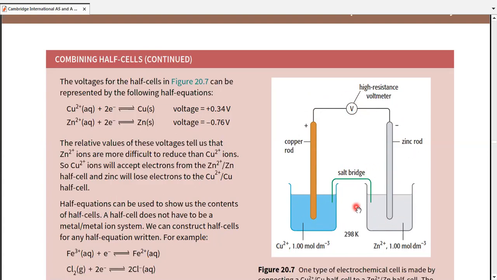If we don't put a salt bridge, it would start working and stop after some time when all the electrons from one side have moved all the way to the other. So yes, it would start working, but it would still stop eventually. In order to keep the process running, the salt bridge is important.